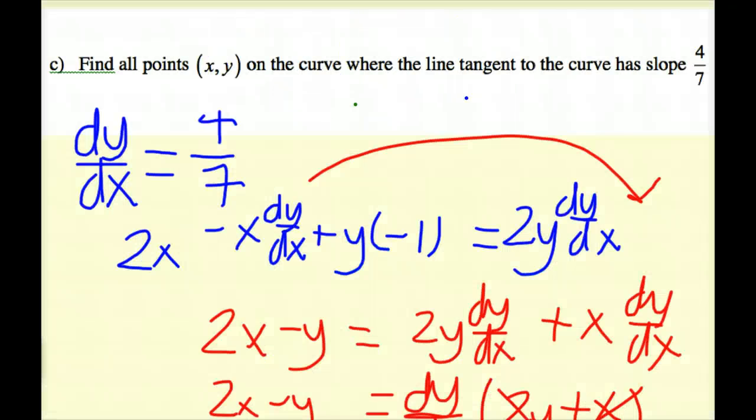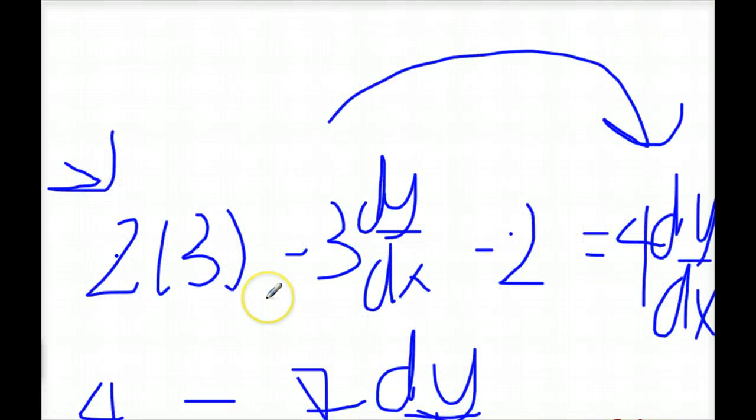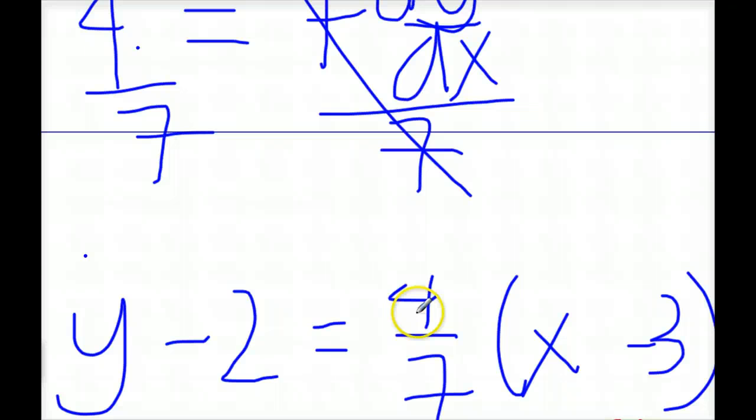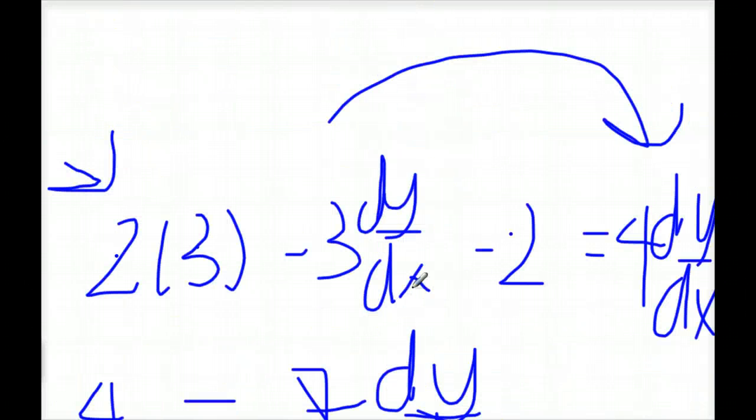And just to take a look, earlier we found a derivative of 4 over 7 when I had the point 3 comma 2. Perfect.